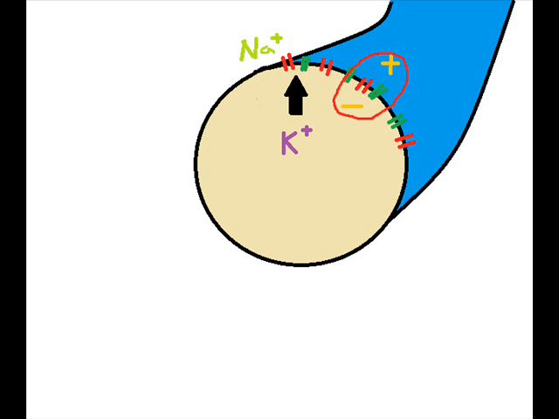about negative 70 millivolts. Sodium, meanwhile, tends to diffuse into the cell, but at a slower rate due to the low permeability of the plasma membrane to sodium. This is the resting potential. At this point, it's considered polarized.